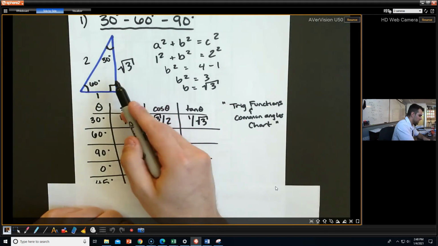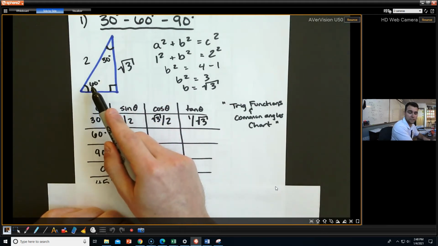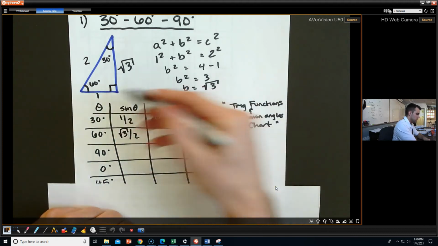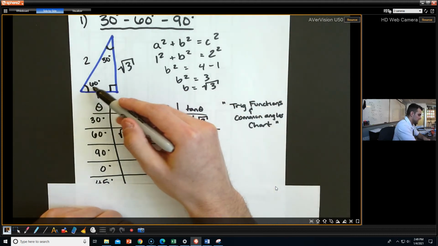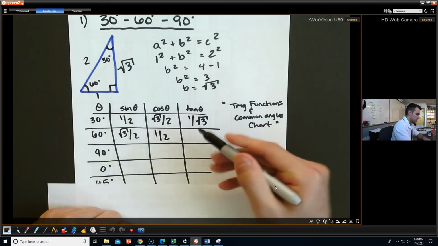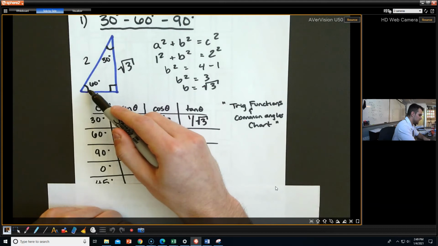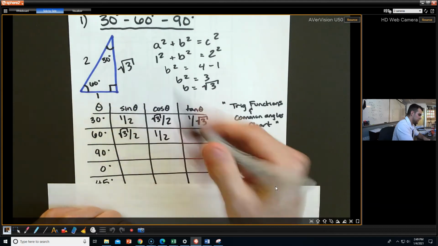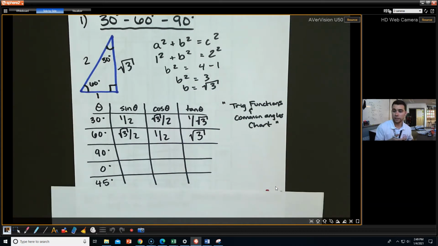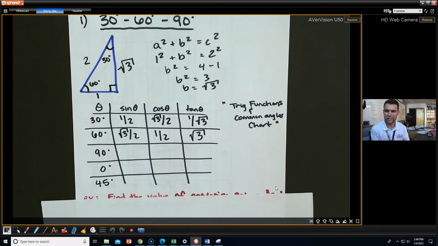Okay. Let's do it with 60 degrees real quick. Opposite over hypotenuse for sine. Sine of 60 is square root of 3 over 2. Cosine of 60 is adjacent over hypotenuse, so 1/2. And then for this guy, the tangent of 60 degrees is opposite over adjacent, so it's square root of 3 over 1, which is just square root of 3. We're going to leave that chart as is right now. We'll fill it out as we go.